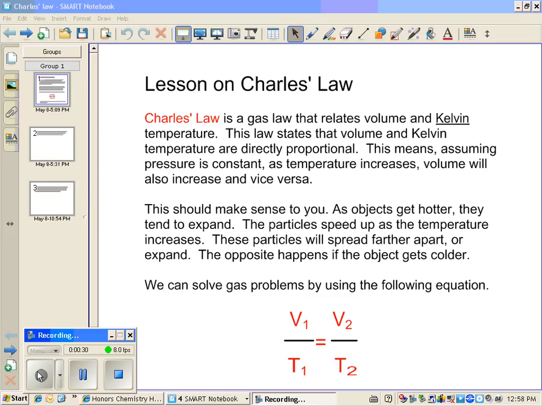What does directly proportional mean? They're not opposite. That means if one of them goes up, the other one goes up. If one of them goes down, the other one goes down. So for example, if pressure's constant and temperature increases, the volume will also increase.